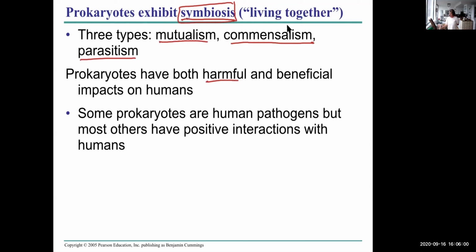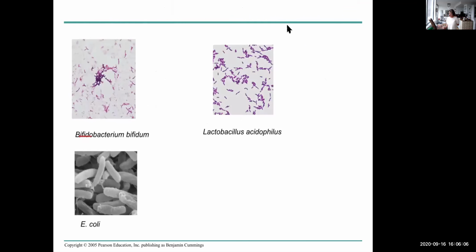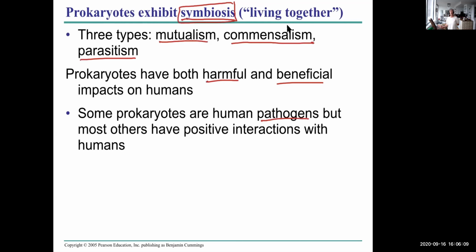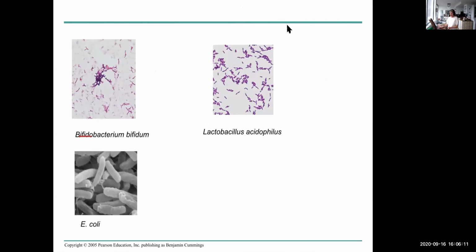So prokaryotes have both harmful and beneficial impacts on humans. Some are pathogens, but most others have positive interactions with humans. Some of these are Bifidobacterium bifidum, Lactobacillus acidophilus, and E. coli. Those you will find in the body of humans, in lactating females, for example, and they help to protect infants from invading bacteria. And E. coli in the large intestine makes some vitamins that we require.